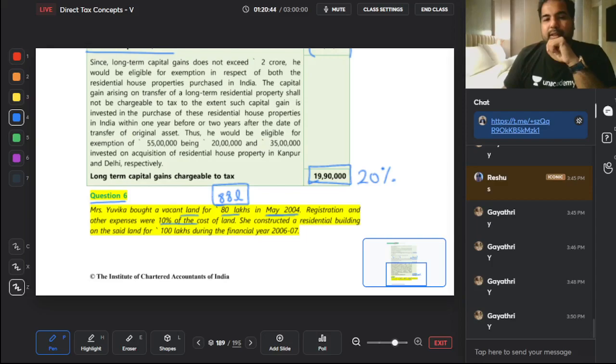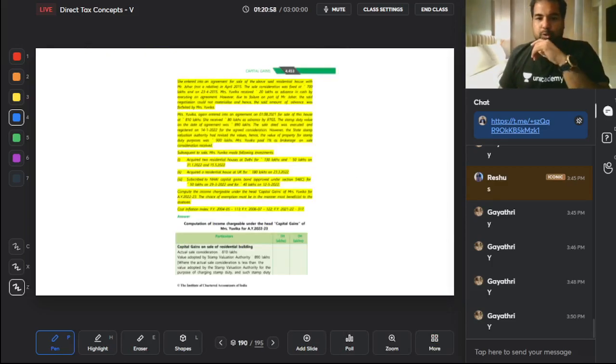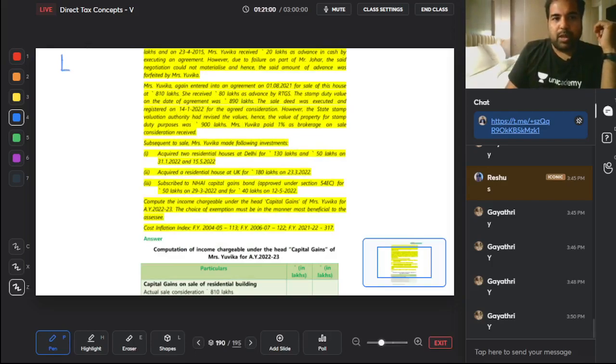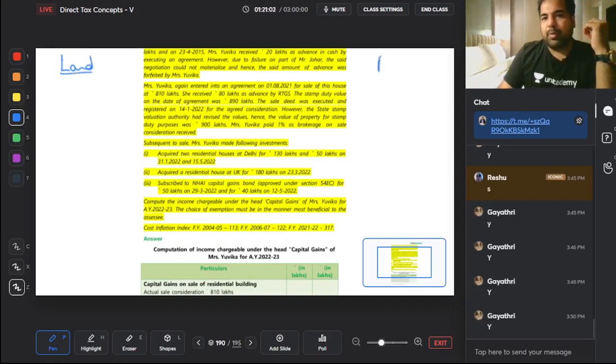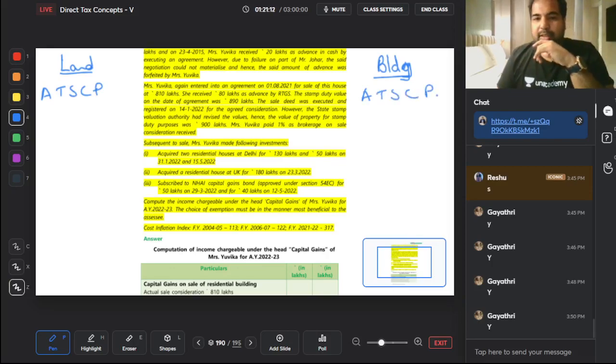That was the cost of land in 2004. She constructed a residential building on the said land for 1 crore during the year 2006-7. So these are two different assets. Yes, she bought a land and then she constructed a building. On the next page, I'm going to write land here and I'm going to write building here. Let's see details, guys, slowly.